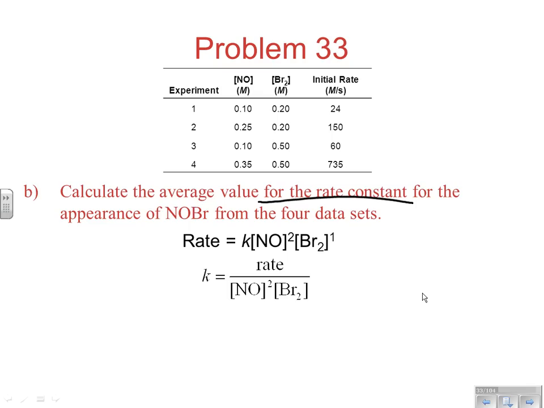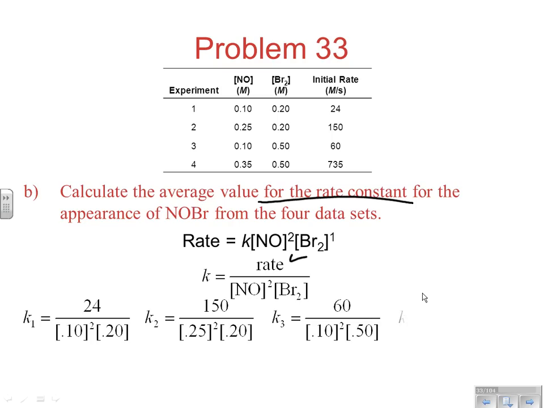Well, we've got a table involving rates. So we've got that. We've got NO concentrations, and we've got Br2 concentrations. We can plug in and we can calculate. So if you take a look at experiment 1, so I'm going to call that k1, it was 24, so that's going to go on top, over the concentration of NO squared, so 0.1 squared, times the concentration of 0.20. And plug that into your calculator and solve. Well, we've got 3 other experiments here, so we could set it up for the second experiment, and the third experiment, and the fourth experiment.